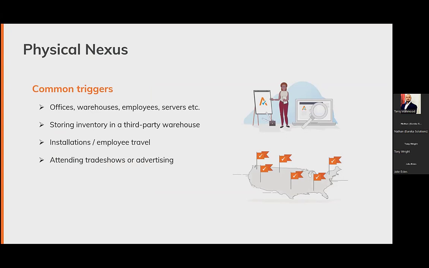If you have a property in a state, or store inventory through a third-party warehouse, these trigger physical nexus because you have assets in the state. If you have employees traveling to sell into other states or attending trade shows in another state, then these also trigger physical nexus. So to be clear, if you have physical nexus, you have an immediate need to register, collect taxes, and file returns in that state.